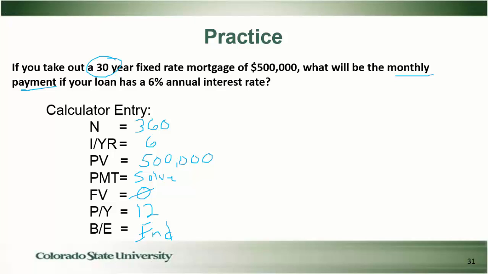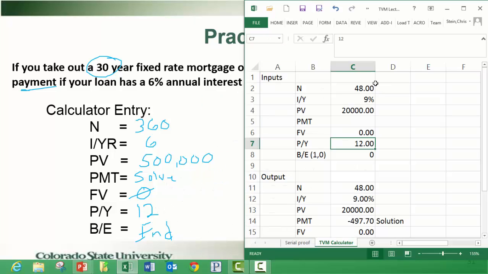Well, on the calculator, here's our solution. My N is 360. Interest per year is 6. They're handing me $500,000. And there it is. My monthly payment, $2,997.75. That would be principal and interest on that loan.